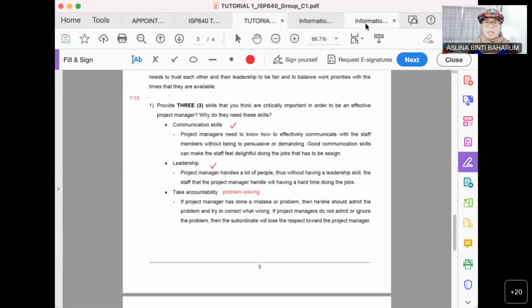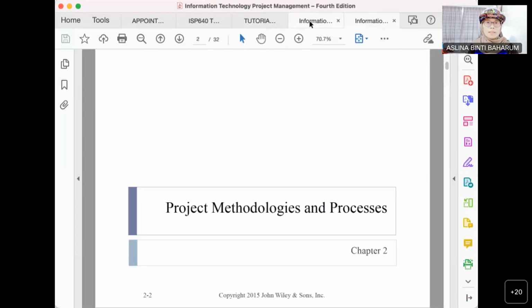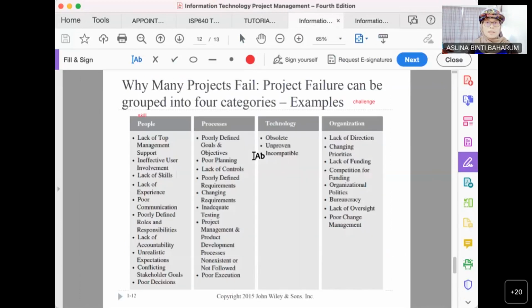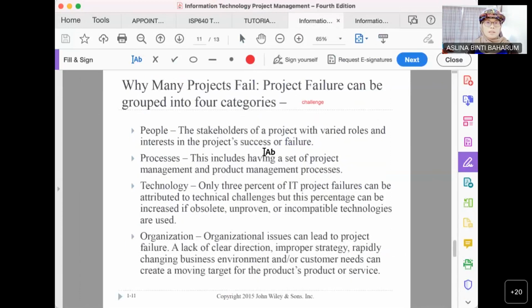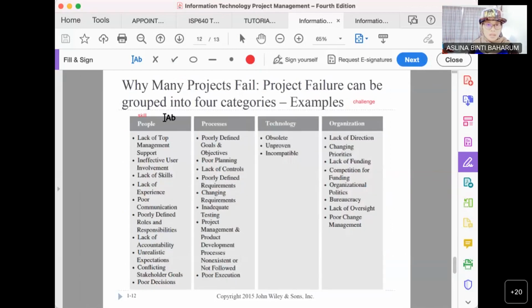So looking at the lecture note, this is the tip actually. Last slide. The first is talking about the challenge. So we have 4 types of challenge here. You can take the challenge from here, either from people, process, technology, or organizations, depending on the case study. And skills are mostly about people. So lack of top management, effective users. Some words are taken directly from here, but you need to use a better word.